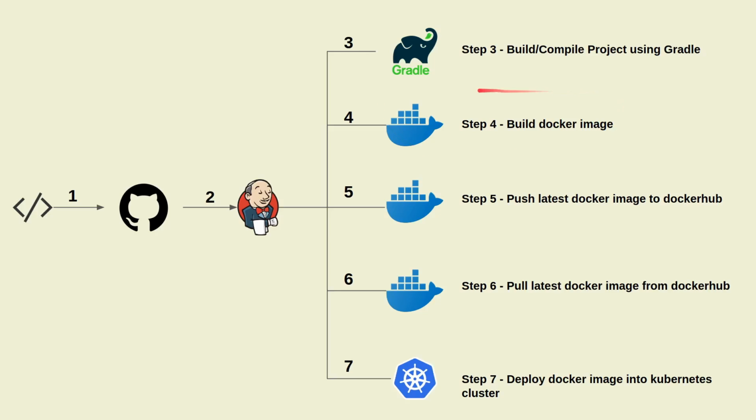The fourth step, we are going to prepare a Docker image of our application after the successful compilation. And after that, we are going to push our image to the DockerHub. And the next step, in step number 6, we are going to pull that latest image we pushed in step number 5, because we need to deploy that latest Docker image into the Kubernetes cluster. So after we pull that latest image in step number 6, we are going to deploy that Docker image inside our Kubernetes cluster. So this is how our workflow looks like.